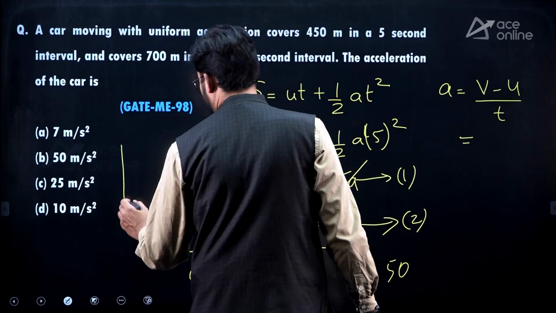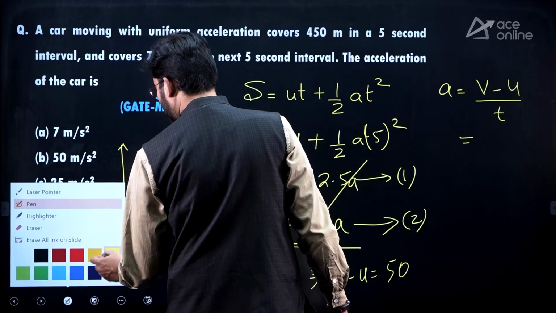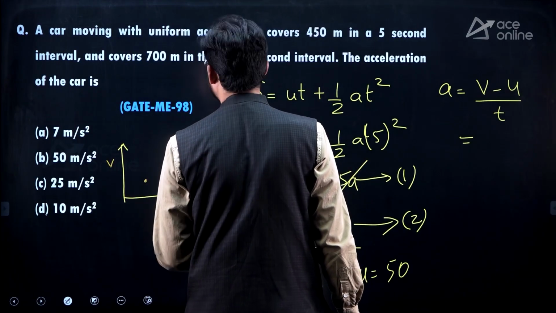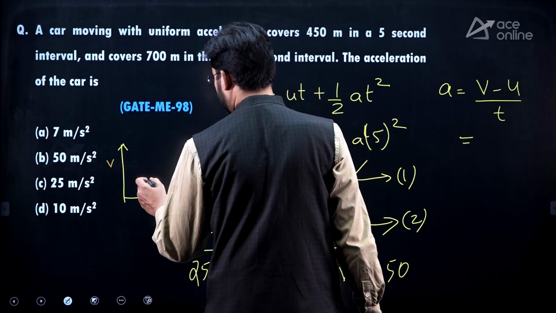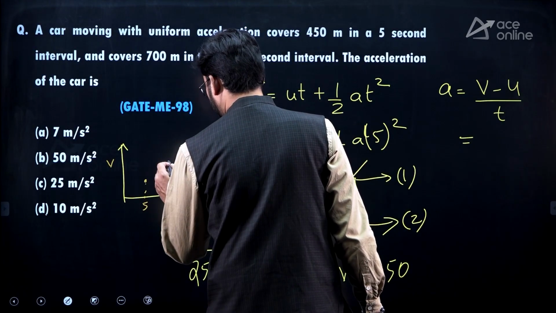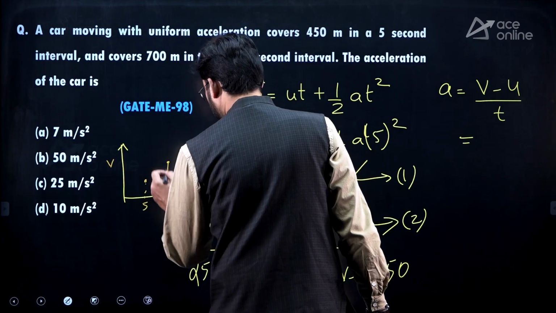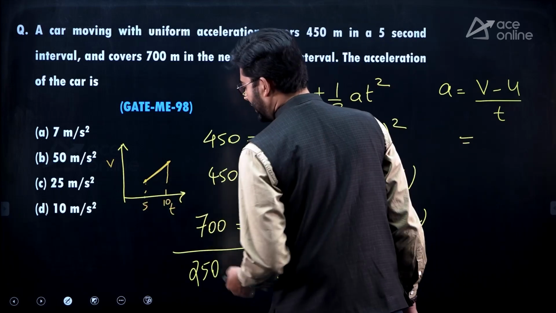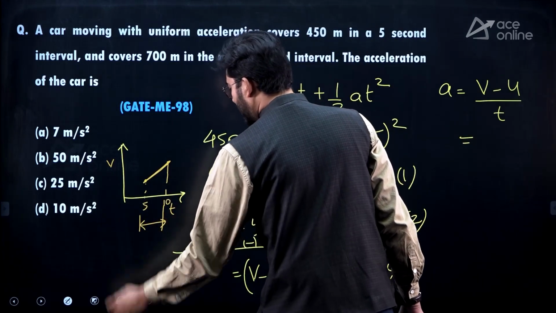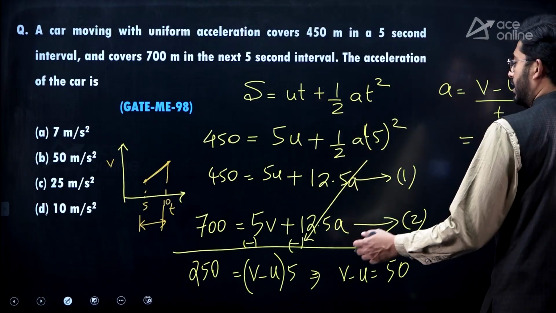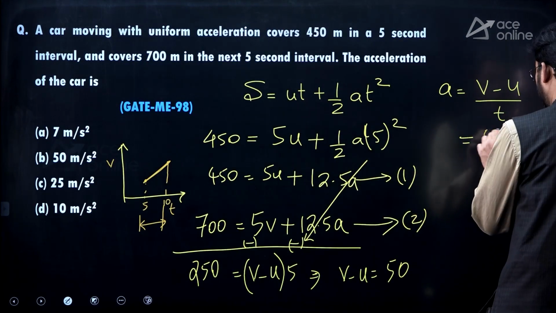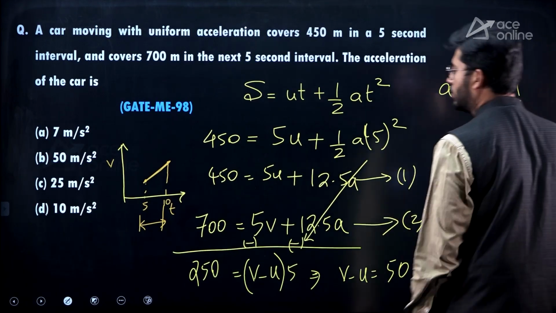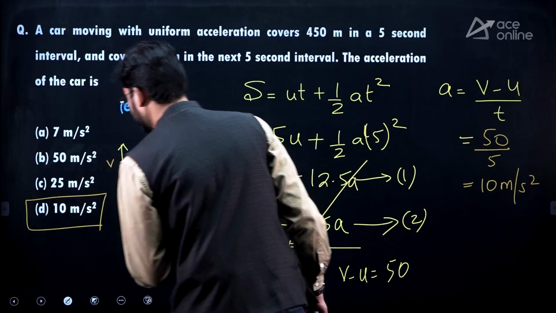If we try to calculate, acceleration is actually the slope. If we plot the graph of v against time, this is for the first 5 seconds, and for the next 5 seconds, this is how the velocity is increasing. So these velocities we are capturing for a duration of 5 seconds only. That is, v minus u is already 50 and the time is 5, so this is equal to 10 meter per second square. That is option D, the answer.